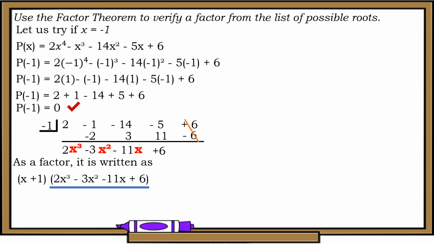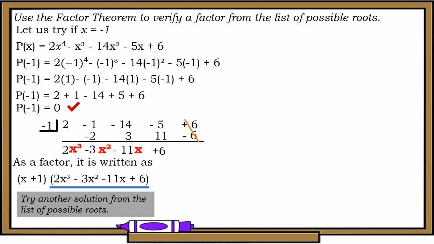But we can still factor 2x cubed minus 3x squared minus 11x plus 6. Try another solution from the list of possible roots. Let us try x is equal to negative 2. So, let us not substitute negative 2 in all the x's. Let us go straight to synthetic division, but there should be no remainder. So, let's see. It is possible.